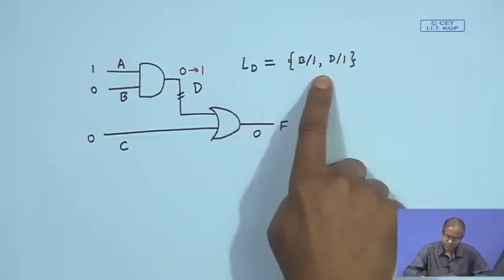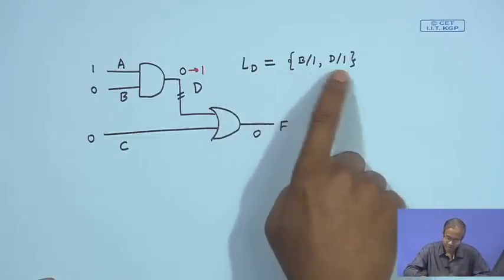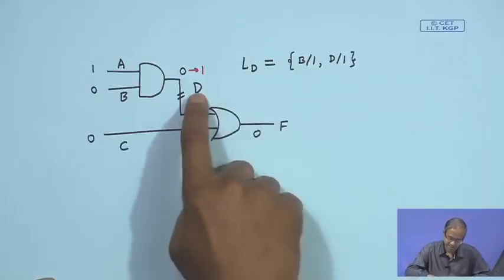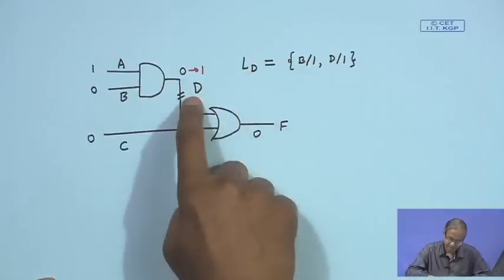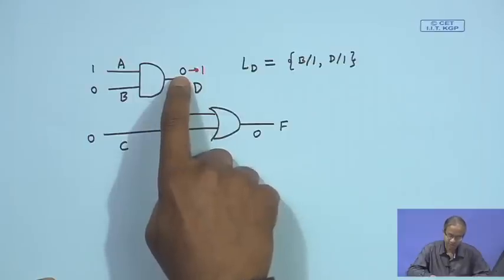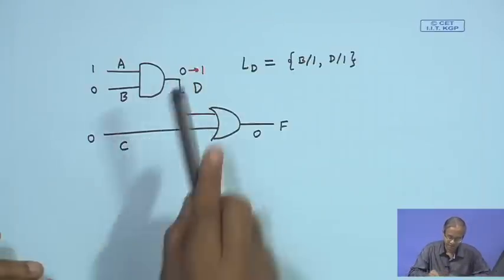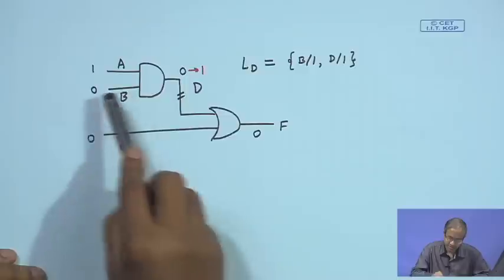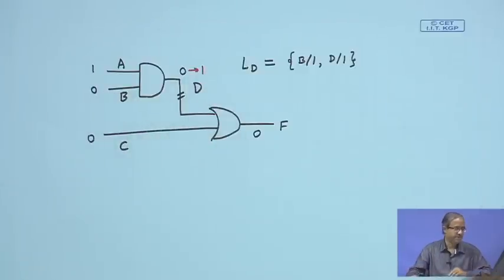So, the fault list will look like this. The fault list will consist of all the faults that will change the value of this particular line D with respect to the fault free version. The fault free value was 0. So, what are the faults that will change it to 1, right? Okay.